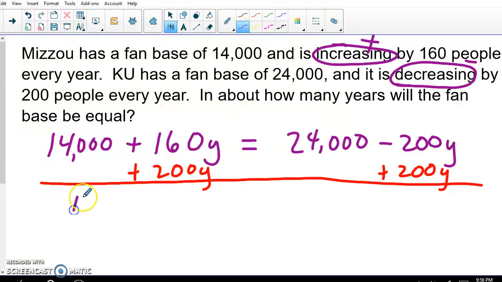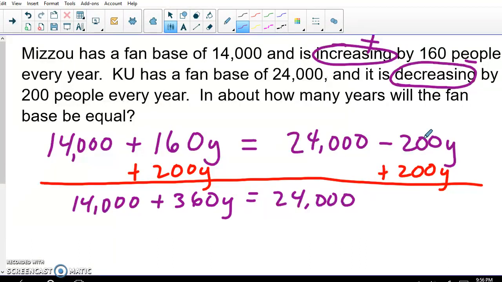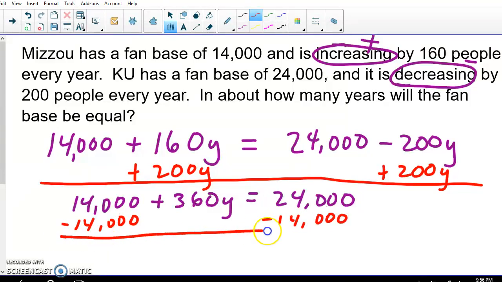So over on the left-hand side, then I'm left with 14,000 plus 360y. And on the right-hand side, I have 24,000. My negative 2y and my positive 2y canceled to 0. So now to get my constants together, I'm going to subtract 14,000 from both sides. 14,000 minus 14,000 is 0, so I'm left with 360y on the left side. And 24,000 minus 14,000 is 10,000.